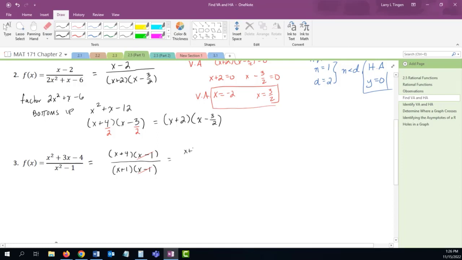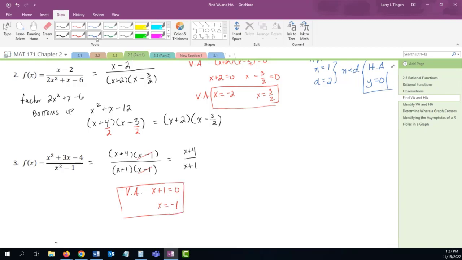X minus 1 does not leave a vertical asymptote with it, because this is going to correspond to a hole in the graph. Vertical asymptotes are the values of x that make the denominator 0 in the reduced form. So I got a vertical asymptote where x plus 1 is 0, which is negative 1.